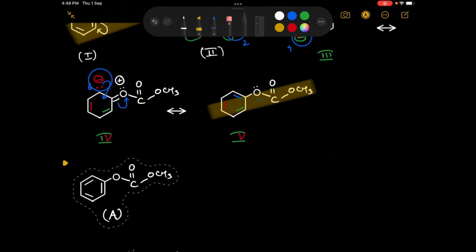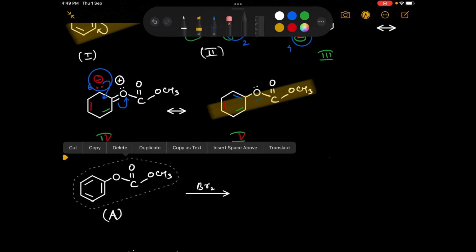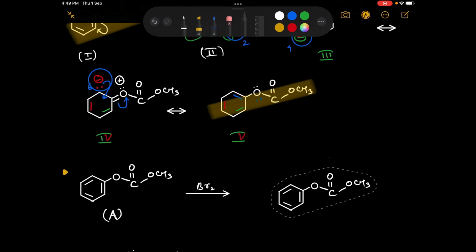Take compound A and treat it with Br2. If Br tries to attack at ortho positions, that is 2 and 6, there is a lot of steric hindrance because this group is quite a bulky group. So Br won't attack at the ortho positions, rather it will be attacking the para position because it will be much more stable if it is at the para position. And we will have minus HBr. So this is our compound B.